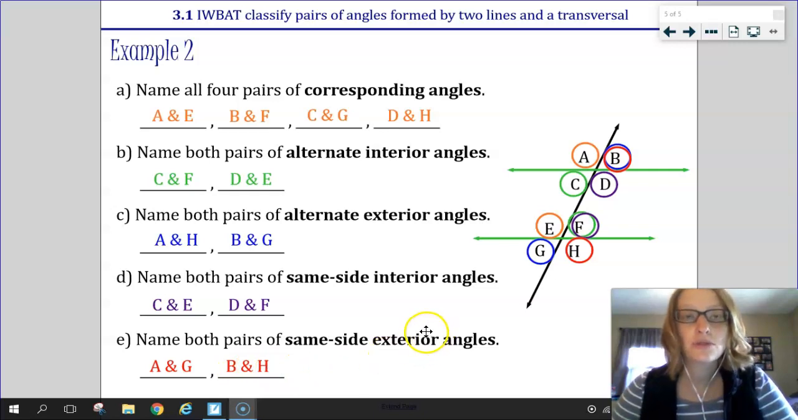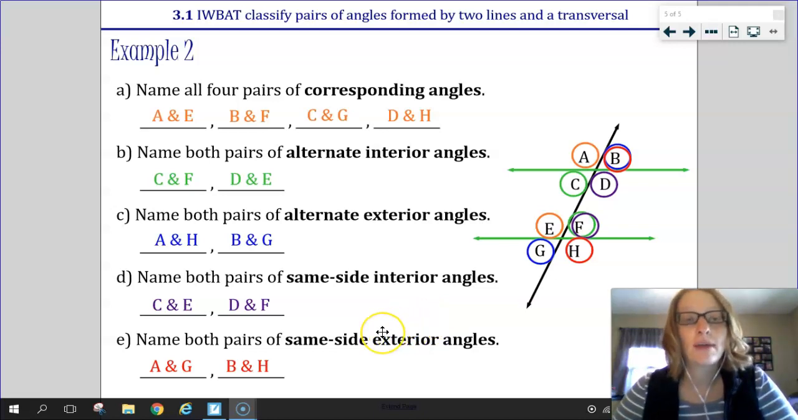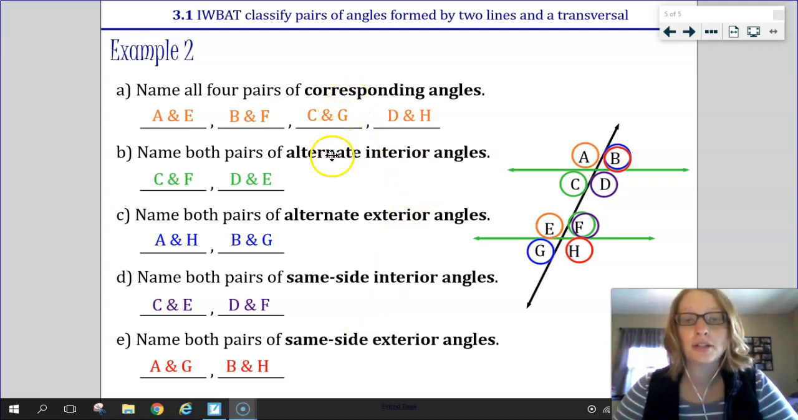This ends your notes for 3.1. I'll be able to classify pairs of angles formed by 2 lines and a transversal. Remember, we learned 4 different vocabulary words: parallel lines, skew lines, parallel planes, and transversal, and then 5 different types of angles that are formed by those parallel lines and a transversal. Those 5 angle types are corresponding, alternate interior, alternate exterior, same side interior, and same side exterior.